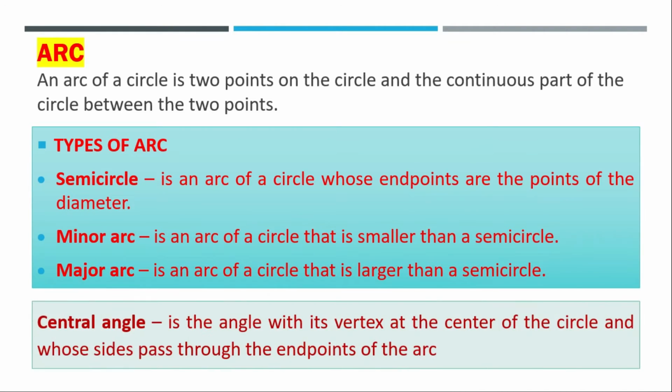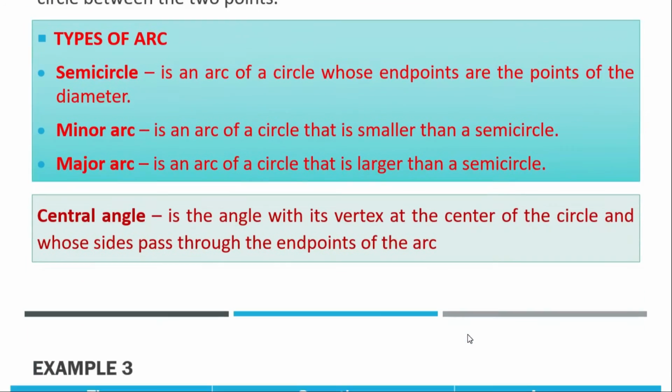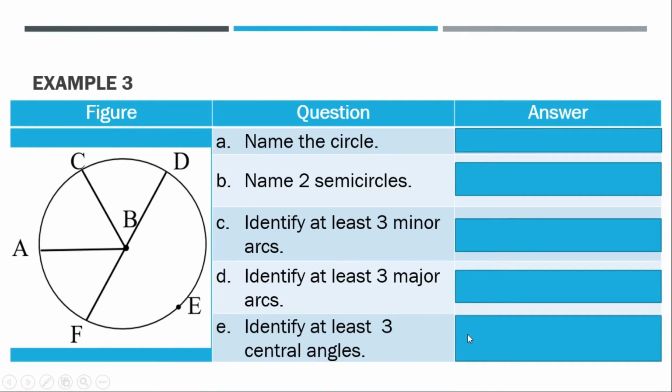And meron din tayong tinatawag na central angle. It is an angle with its vertex at the center of the circle and whose sides pass through the endpoints of the arc. So yung center ng ating central angle, when we say central from the word central, nasa center yung kanyang vertex. Okay, magbigay tayo ng halimbawa para mas lalo nyo maintindihan.